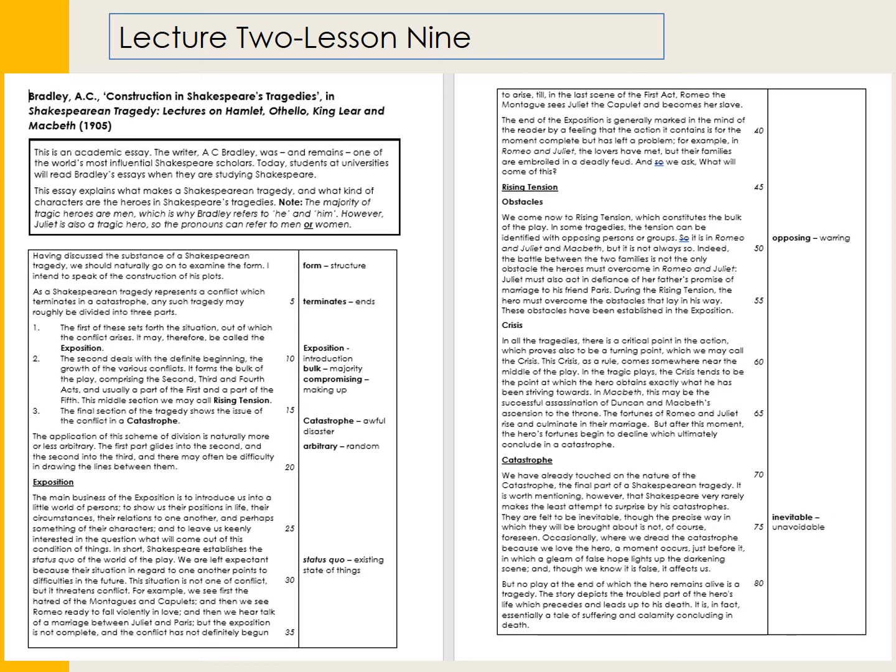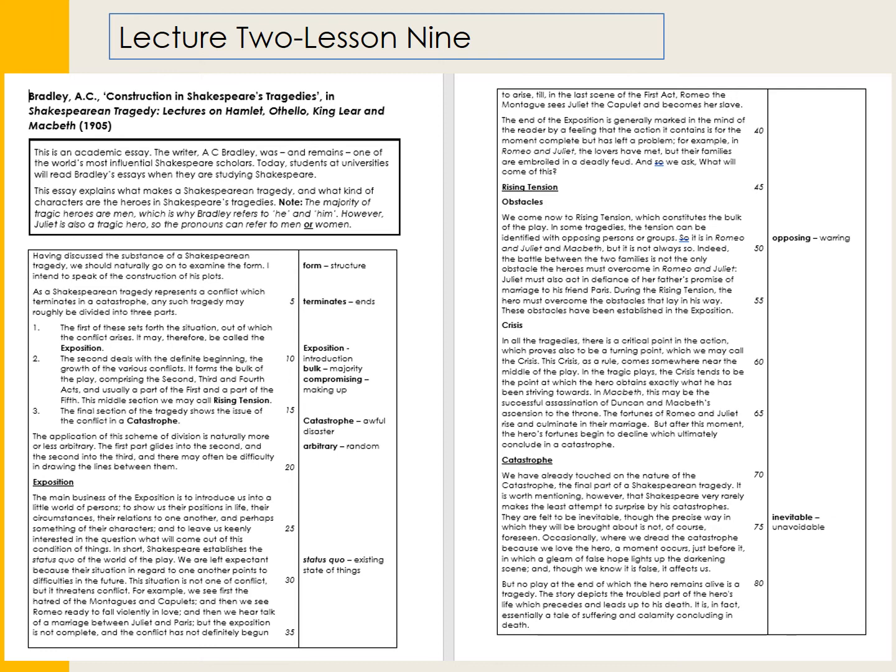The second deals with the definite beginning, the growth of the various conflicts. It forms the bulk of the play, comprising the second, third and fourth acts, and usually a part of the first and part of the fifth. This middle section we may call the rising tensions. Okay, so in Romeo and Juliet, this is where we see all of the different events that lead up to the catastrophe, the deaths of the main characters. The final section of the tragedy shows the issue of the conflict in a catastrophe, and we already know a catastrophe is an awful disaster.